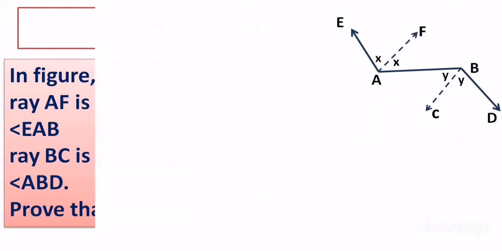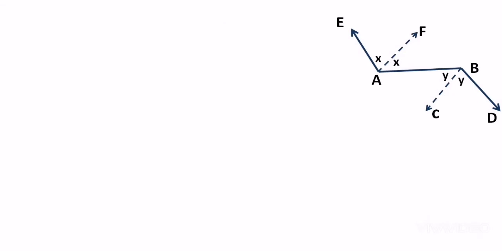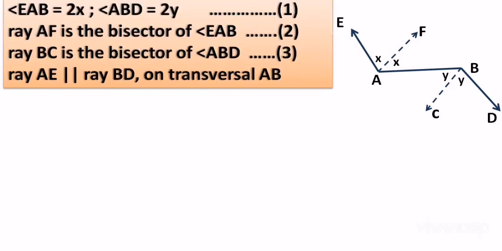So what we can do presently over here: AF and BC are nothing but the bisectors, so mention them and consider angle X and Y as shown in the diagram. That makes, due to those angle X, angle EAB will be 2X and angle ABD will be 2Y.